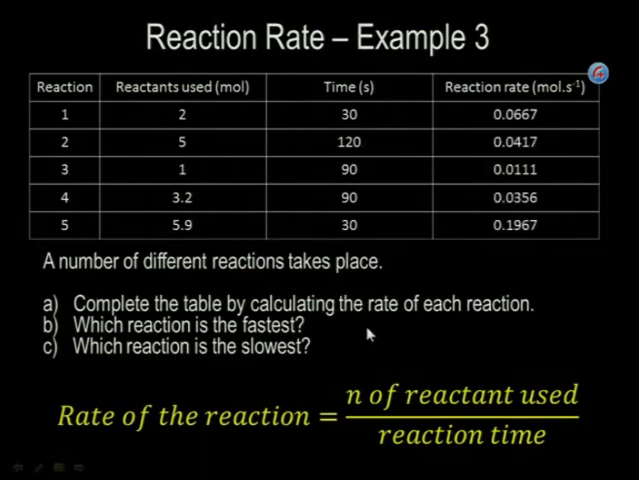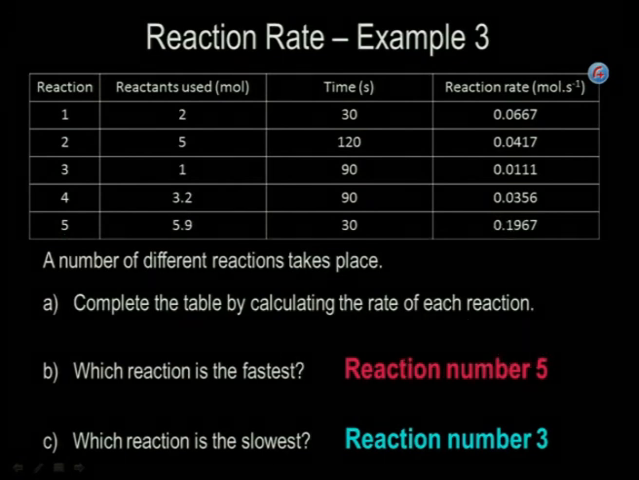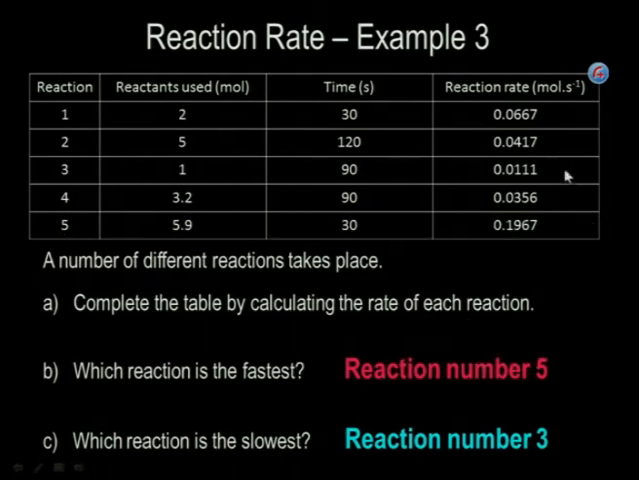Now let's look at number B. Which reaction is the fastest? The fastest reaction would have the highest reaction rate. So which one of these has the highest number? And that would be reaction number 5. Which reaction is the slowest? That would be where the reaction rate has the lowest number. And that would be reaction number 3.